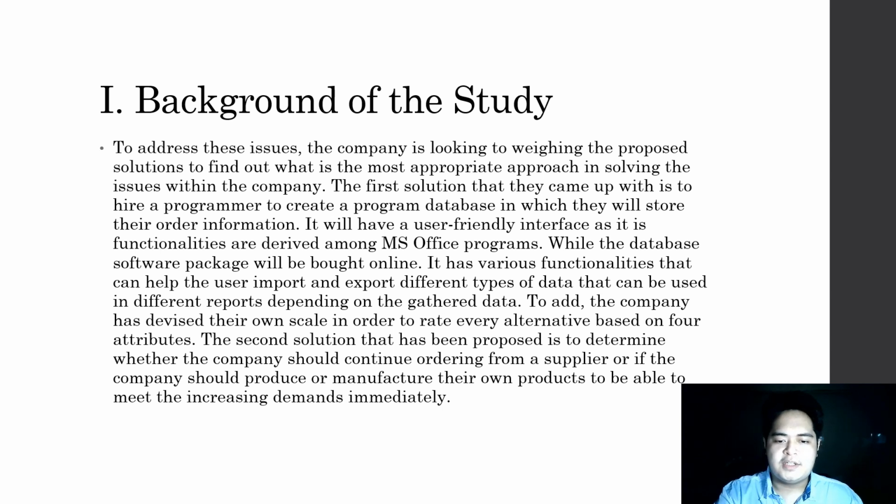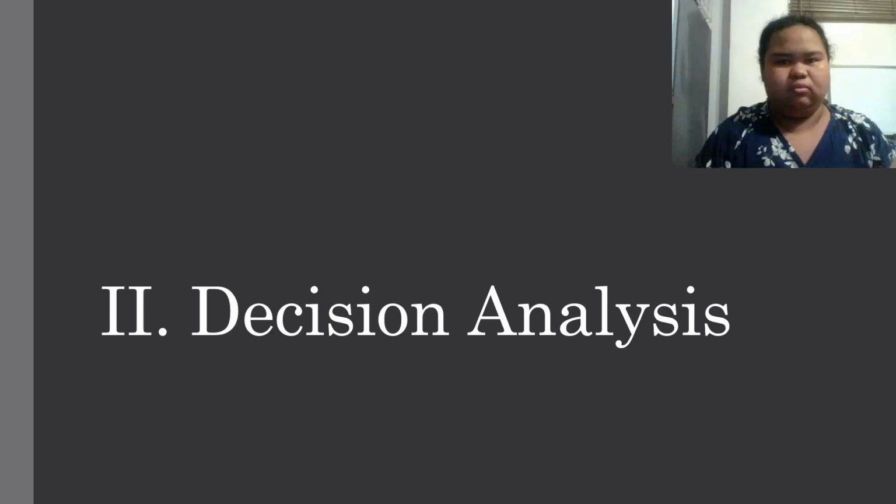To add, the company has devised their own scale in order to rate every alternative based on 4 attributes, while the other solution that has been proposed is to determine whether the company should continue ordering from a supplier or if the company should produce or manufacture their own products to be able to meet the increasing demands immediately.